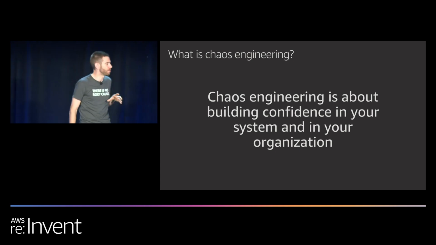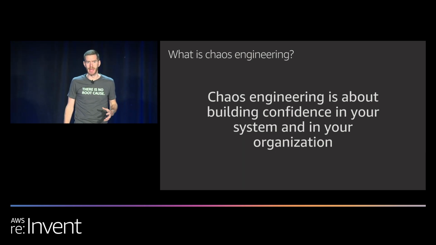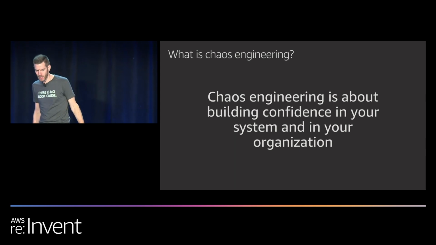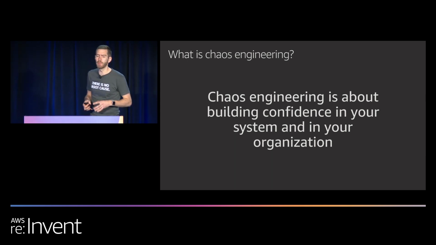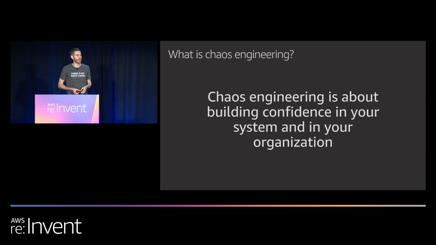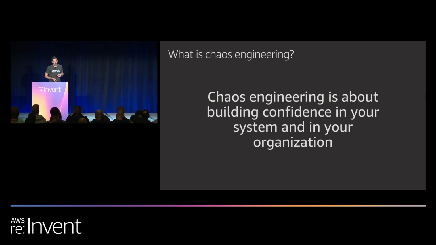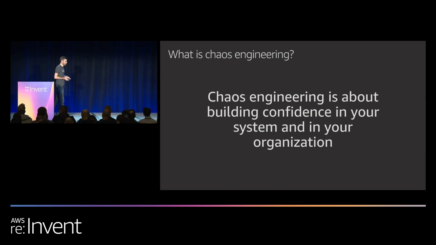Chaos engineering is also about building confidence in your system and in your organization. By finding these weaknesses and doing controlled experiments, we can build confidence in our system and how the system works. We also build confidence in the organization. It means that the people are key in building a resilient system. And by building confidence in our organization, we gain trust in the organization as well. So perform experiments, and you will learn new things about your system.